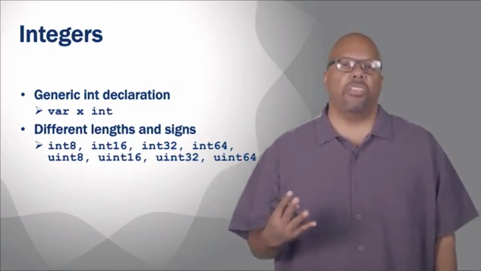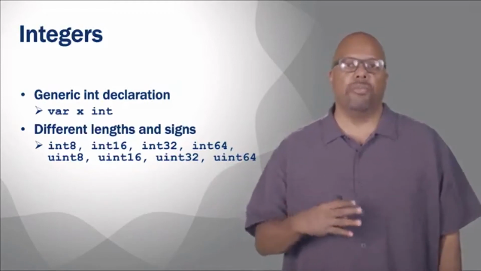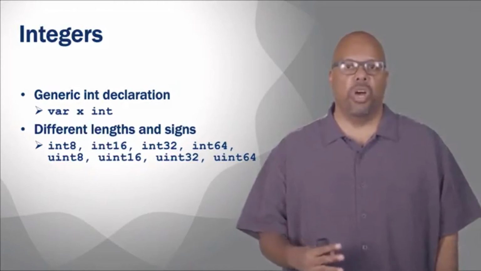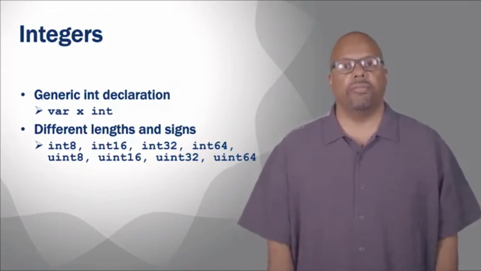The most common thing to do is just to declare it as an int and leave it to the compiler to figure out. But if you happen to know the magnitude of the numbers that you want, you can control that by specifying what size integer you want.